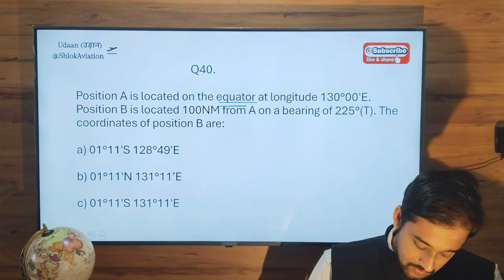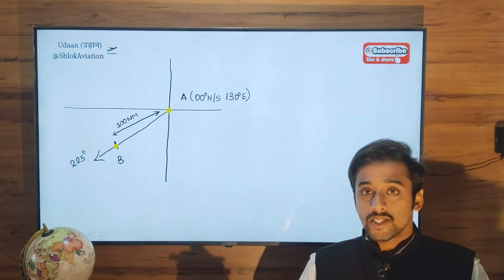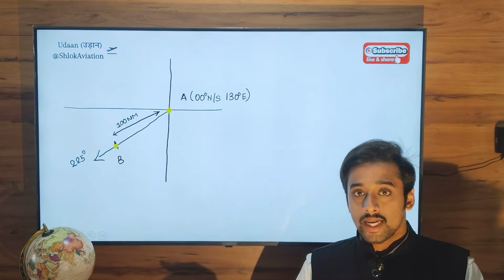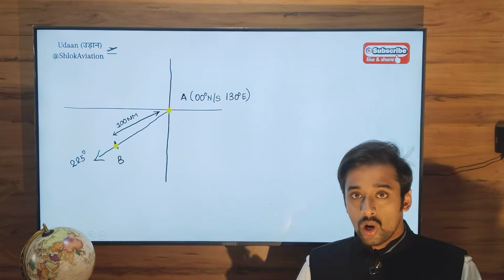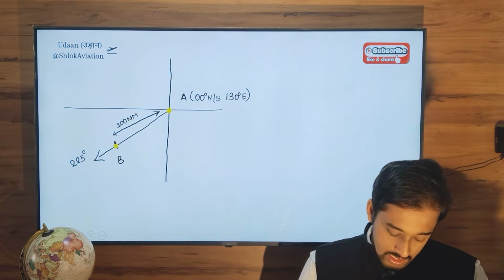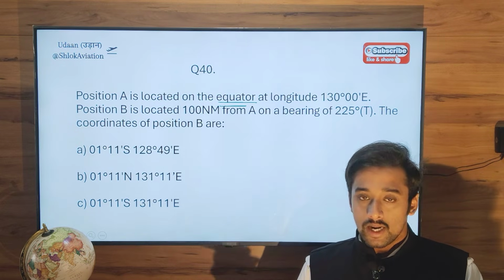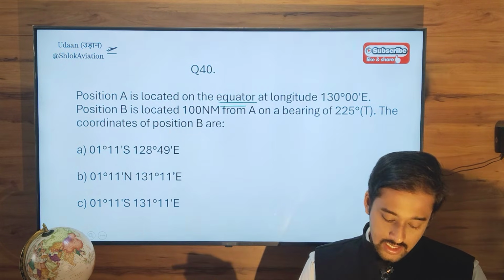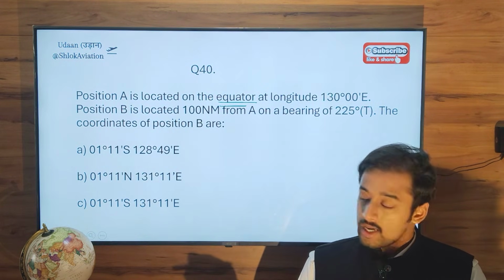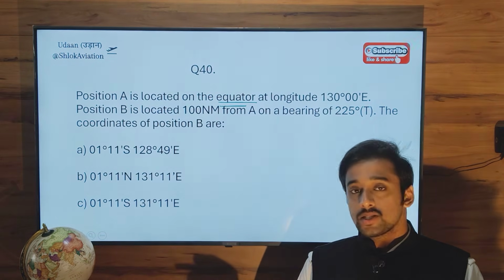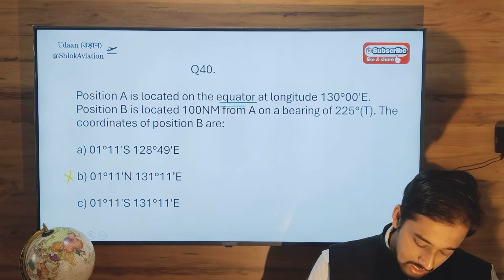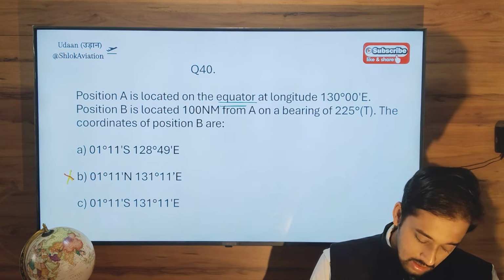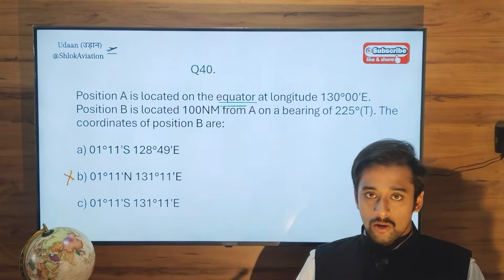So check this. You are going in a southwesterly direction. That means the final latitude of position B must be a southern latitude, not a northern latitude. So let's check the options if they have south latitude. Option A has southern latitude, option B has northern latitude, and option C also has southern latitude. So option B can be eliminated. Northern latitude is not possible.